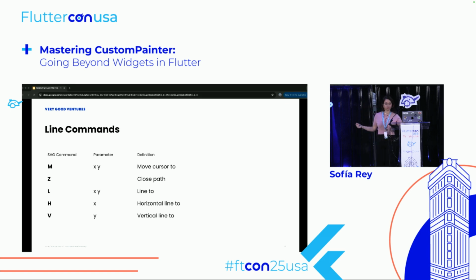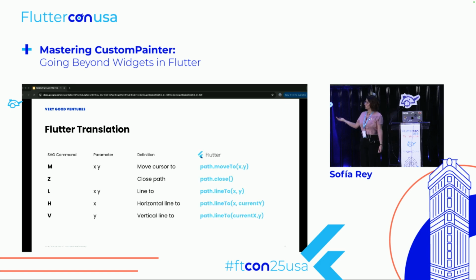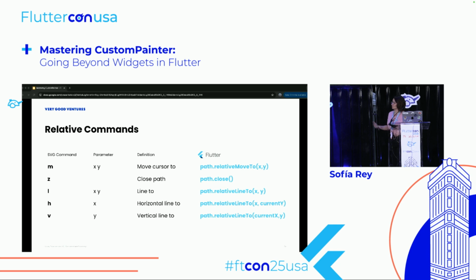And how does this translate to Flutter? In Flutter, the first one will basically be path.moveTo, then the close path command will be path.close, and the 3 line commands will be path.lineTo. In the case of the horizontal and vertical lines, you should keep the axis you want to keep the same, right? These commands have their relative version. The only thing that changes is that they are in lowercase, and instead of taking as reference the 0,0 top left corner of the canvas, it will take as reference the last dot you drew.